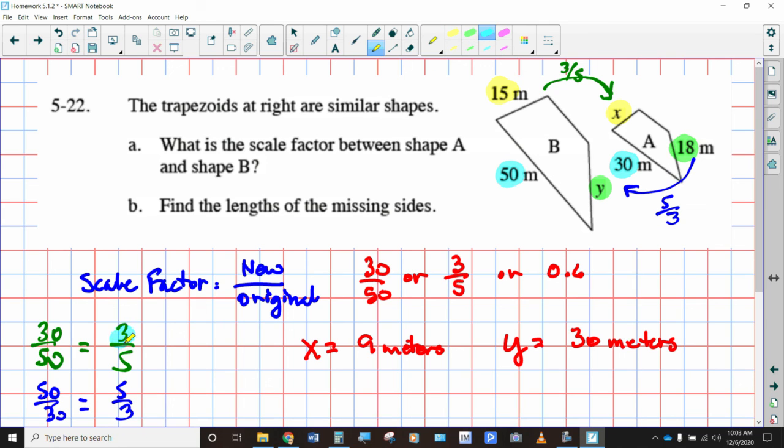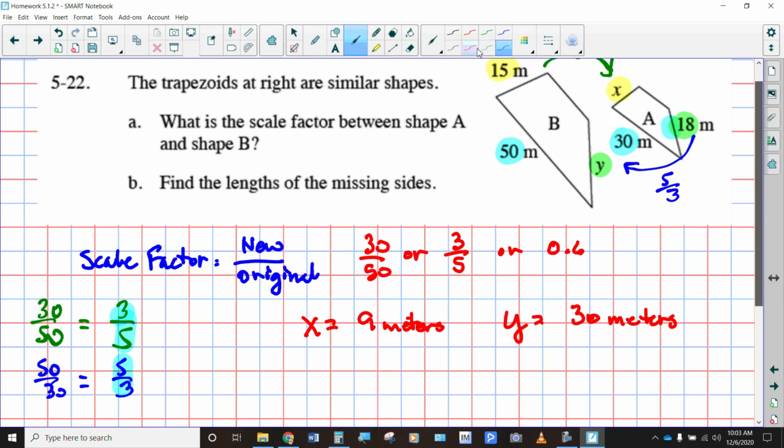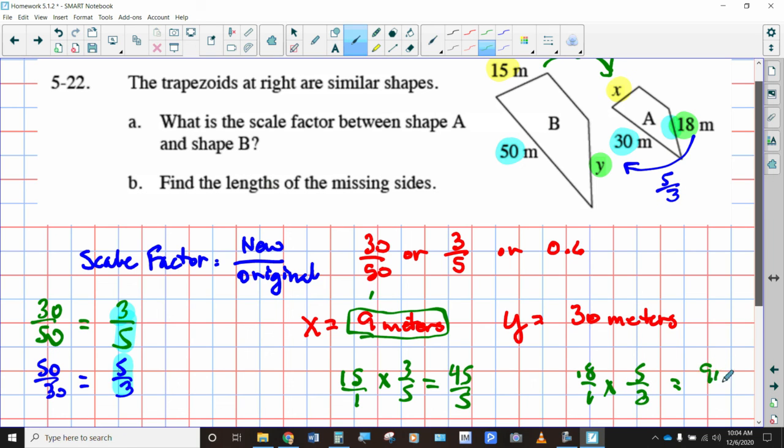It's either going to be the 3 over the 5 or the 5 over the 3, and you just have to decide which direction you're going in and whether it's getting bigger or smaller. So with that being the case, if I take this problem here and say x has got to be whatever 15 times 3/5 is, then that's going to become 45/5, which is equal to 9. And going in the other direction, we're going to take 18/1 and multiply it times 5/3 because it's going to get bigger, and that's going to become 90/3, which is equal to 30.